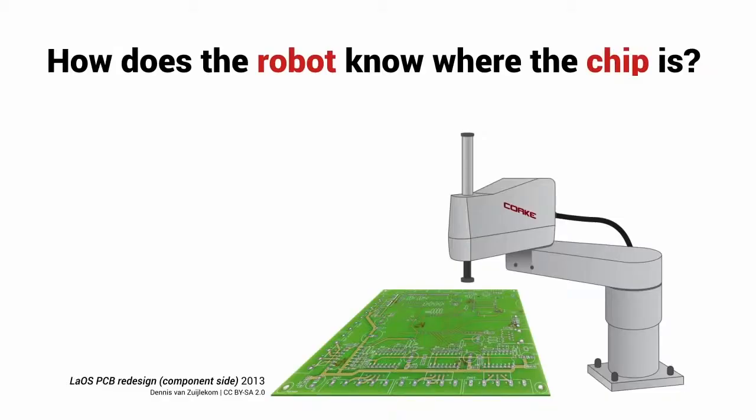Modern robots are very precise machines. They can be used, for example, to place chips onto circuit boards with great precision and at very great speed. But how do they actually do that?